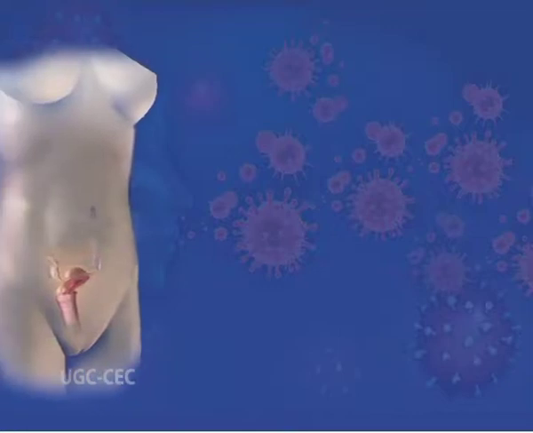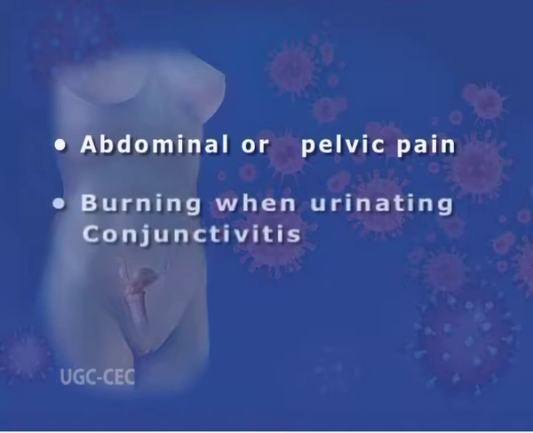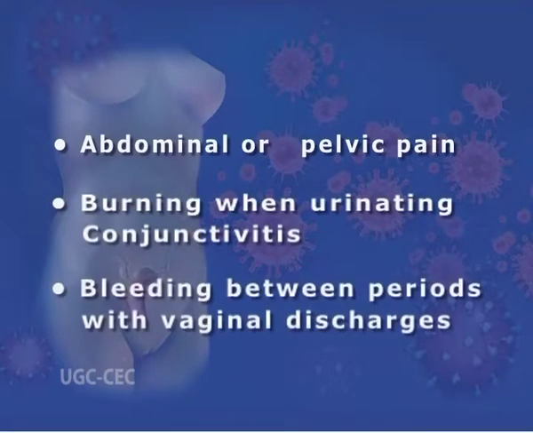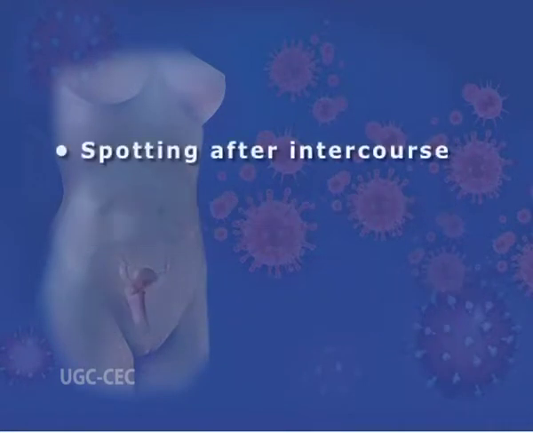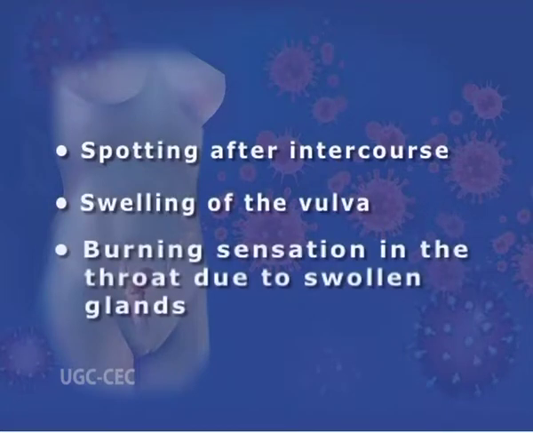Gonorrhea, causative agent Neisseria gonorrhoeae. Symptoms: gonorrhea symptoms in women and in men are different. In women, symptoms are abdominal or pelvic pain, burning when urinating, conjunctivitis, bleeding between periods with vaginal discharges, spotting after intercourse, swelling of the vulva, burning sensation in the throat due to swollen glands.